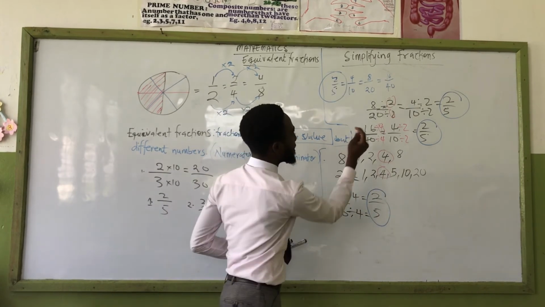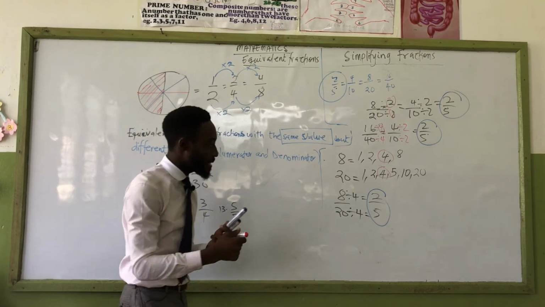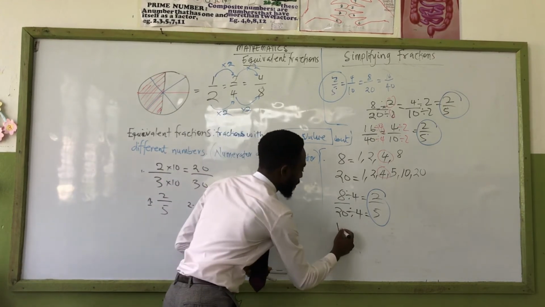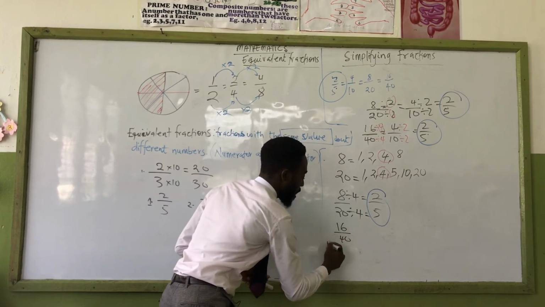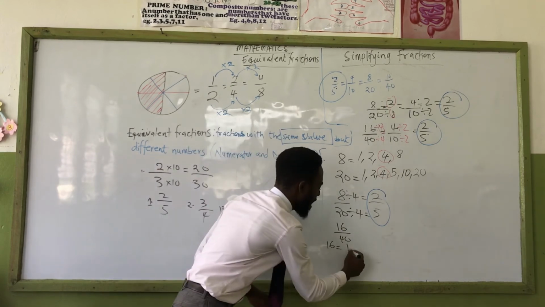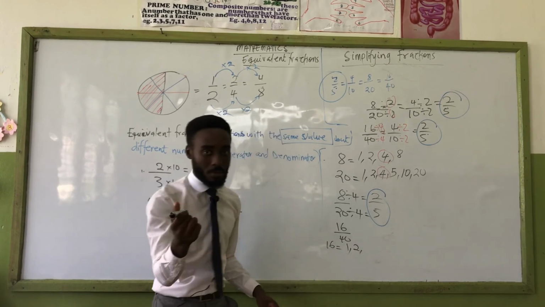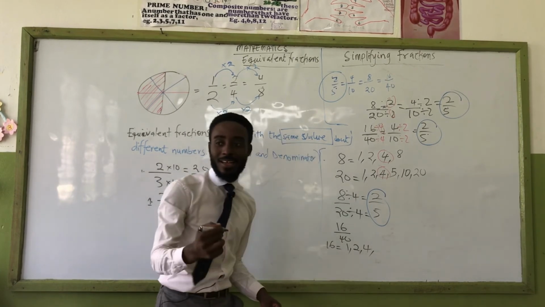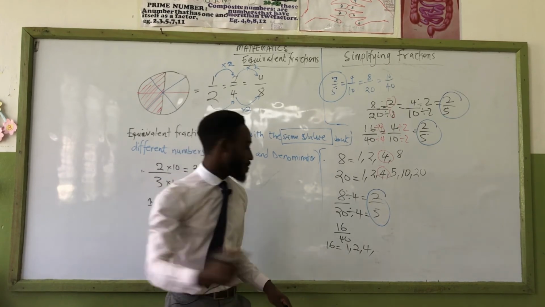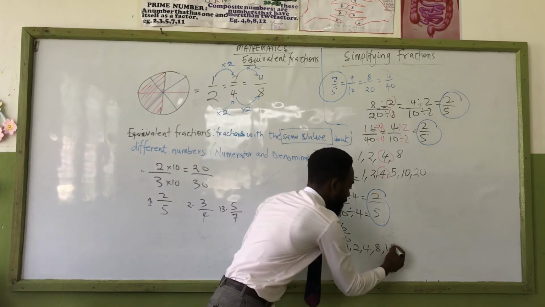Alright, so let's try for this other number. Pay attention here. 16 and 40. Are you following? Yes. Alright, 16 and 40. Okay, factors of 16. 1. This is quite lengthy. So 1, 2, 4, 8. And then 16 itself.